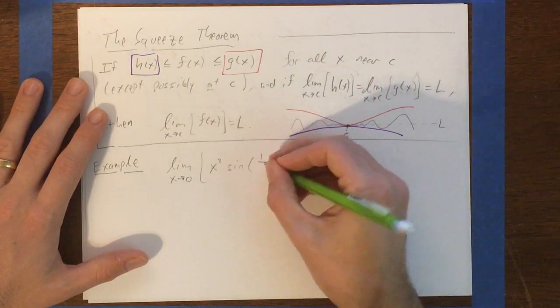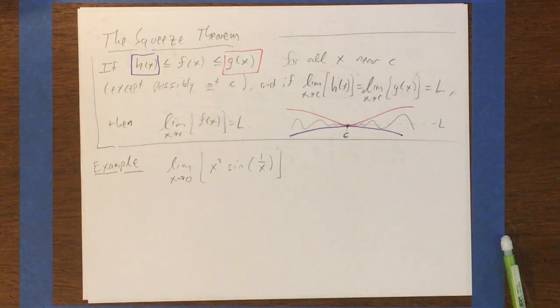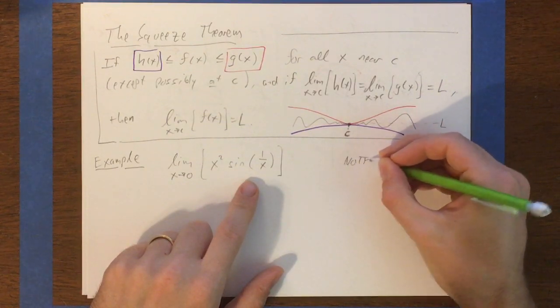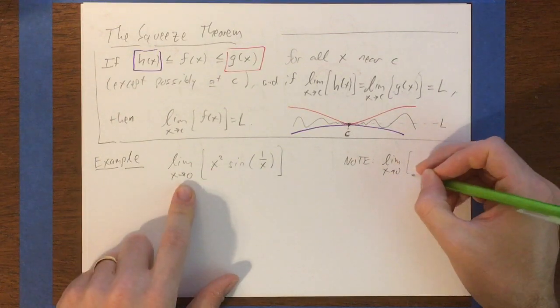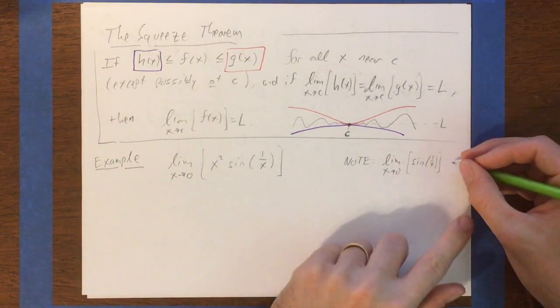So we're going to use this function, which we have actually looked at before, or something very similar to it. If you'd like, you can graph this on Desmos and see what it looks like. So this is x squared times sine of 1 over x. I choose this because note that the limit as x approaches 0 of sine of 1 over x does not exist.